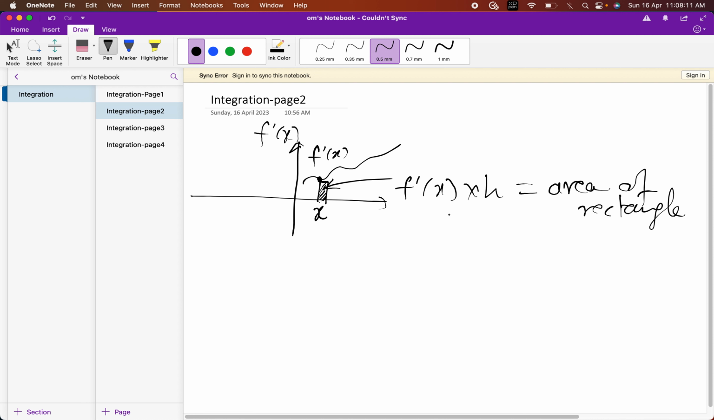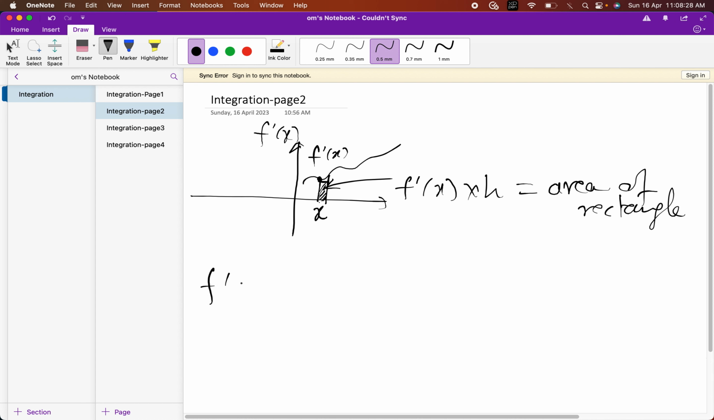What is the assumption here? That in that interval of h, f dash x remains the same. If you look at the graph, you may say, well, no, it doesn't remain the same. It's actually longer and you have taken it the same. Correct. So it's an approximation, because h is so small that the assumption seems fair.